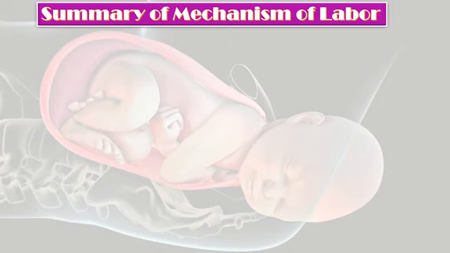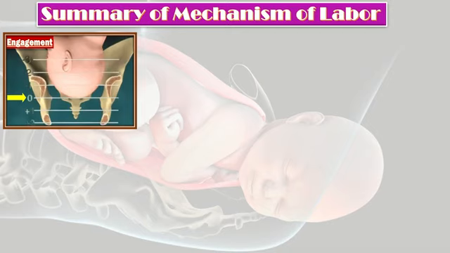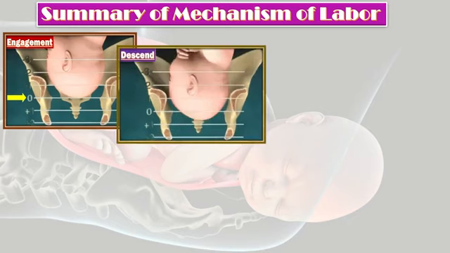All those seven discrete movements include, first of all, engagement, which is the passage of the widest diameter of the presenting part to a level below the plane of the pelvic inlet. Next comes the descent. So after this engagement, the head descends. It occurs by uterine contraction in the first stage of labor and uterine contraction and maternal expulsive forces in the second stage of labor.